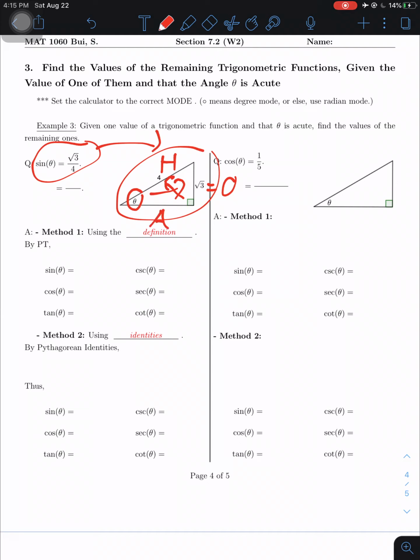Okay, so method 1 is what we did in example 1. I call it definition because what you do is you use SOHCAHTOA. And remember, SOHCAHTOA are actually the definition for sine, cosine, and tangent. So if I ever ask you, what is the definition of sine? You're going to tell me the definition of sine is opposite divided by hypotenuse. Okay? Right, so just like example 1, first of all, we have to find the third missing side.